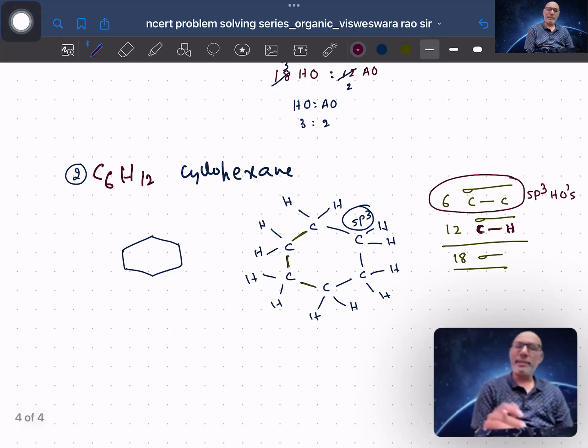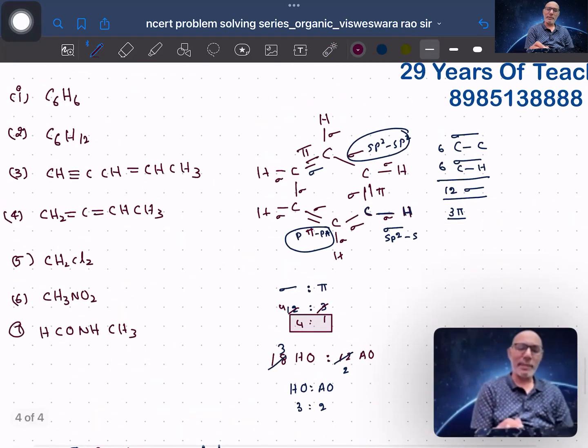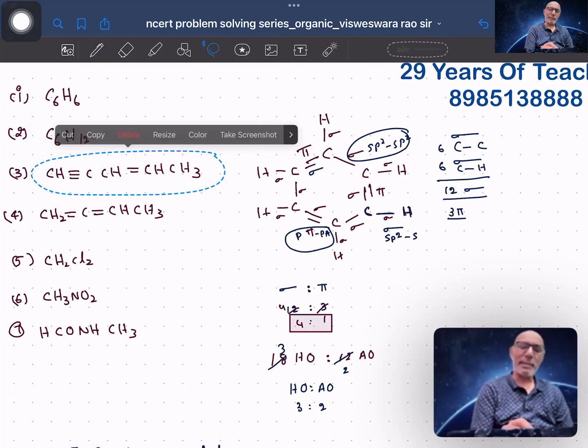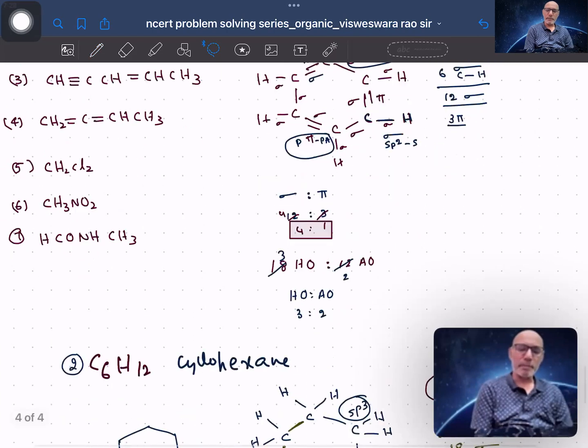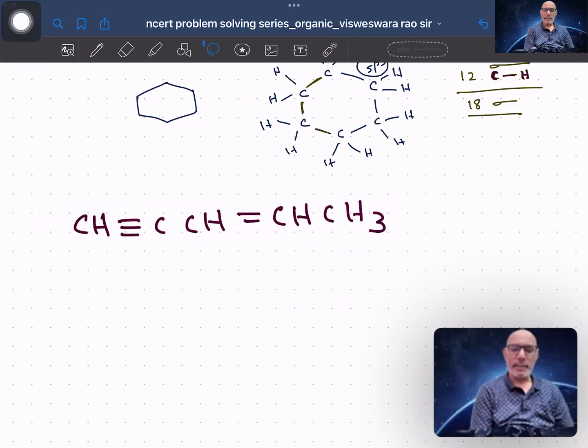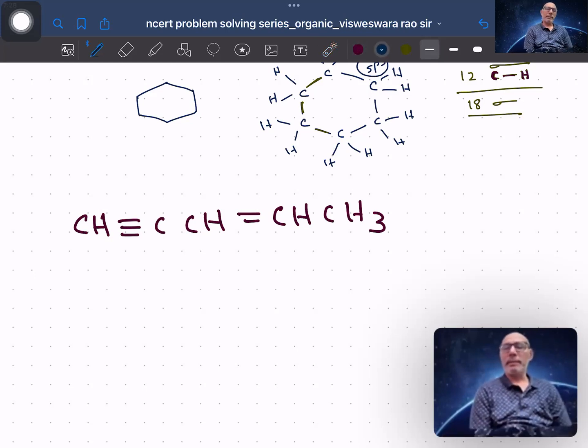So like this, if I solve any number of examples, you will have this kind only. That means I will leave some examples for your practice also. For example, I'm going for the next one, which is given in the NCERT textbook. It simply asks you to count how many sigma bonds and how many pi bonds are there. There are no straight formulas for that. Straight away, you write the structure properly and just count. That is the best thing.